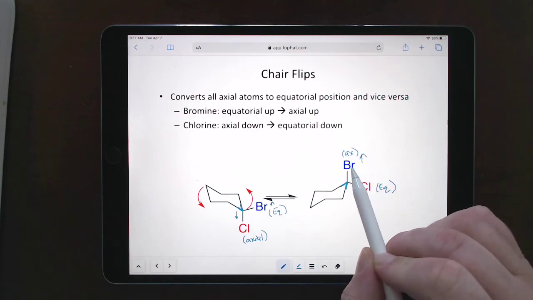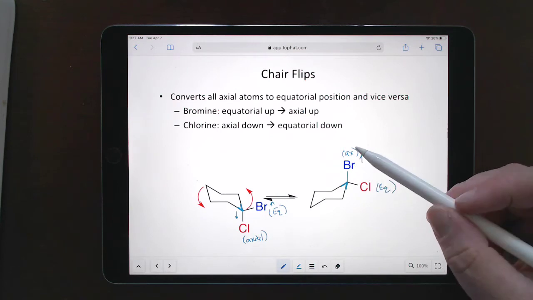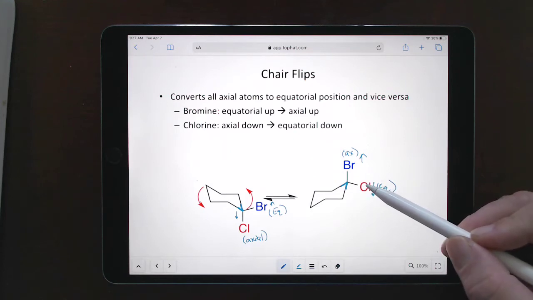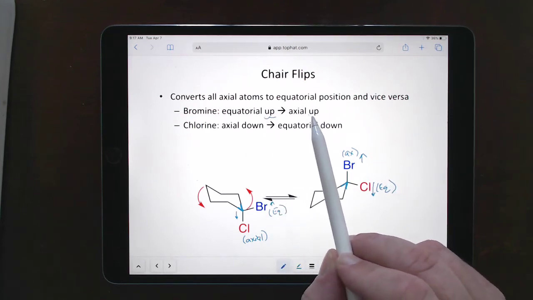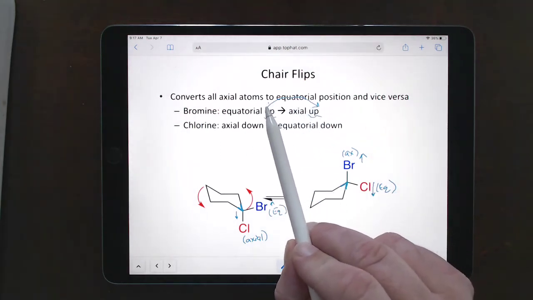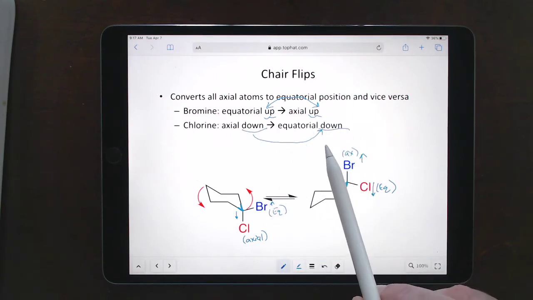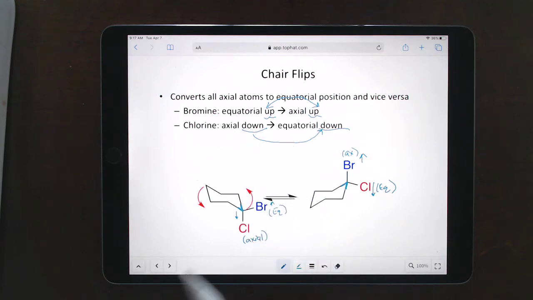The bromine is still above the chlorine. So this is still up, it's just axial now. This is down, but now it's equatorial. So the ups don't change. The downs don't change. It's just the equatorial and the axial. That's the only thing that changes.